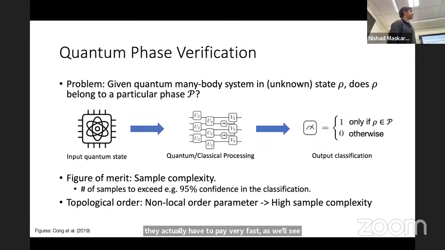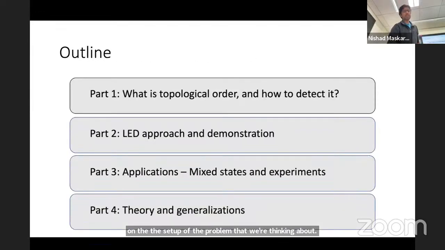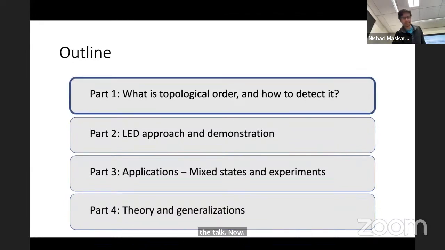Okay, so I'm going to pause for a second and ask if there are any questions on the setup of the problem that we're thinking about. Okay, great. So let's get into the main core of the talk now. So I'll go through the talk in 4 parts, and let's just dive into it.